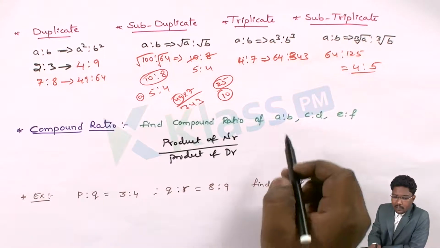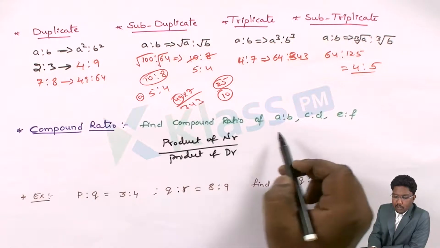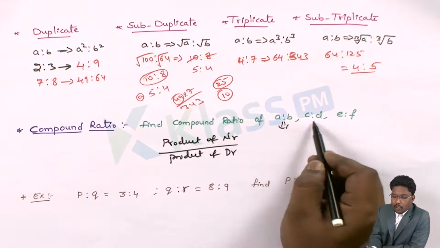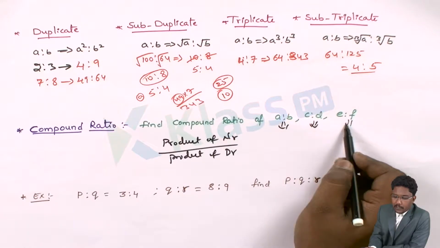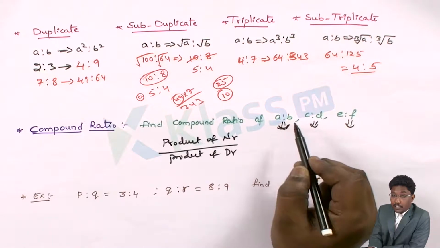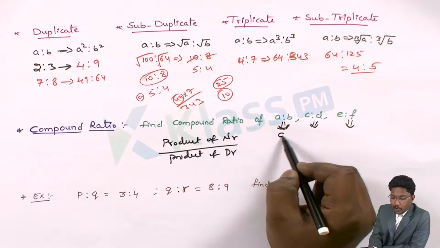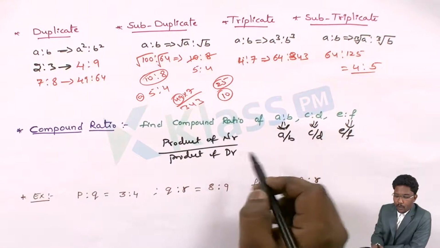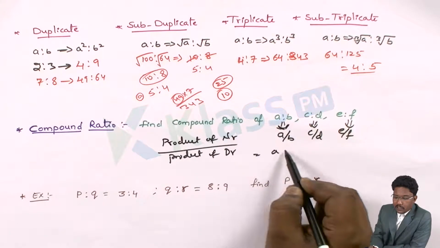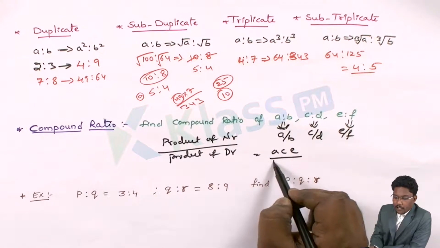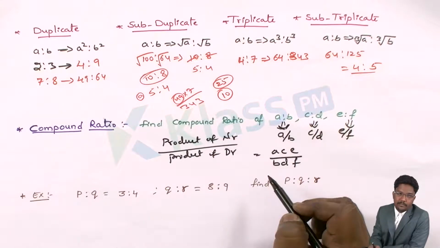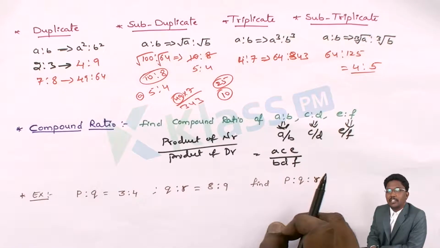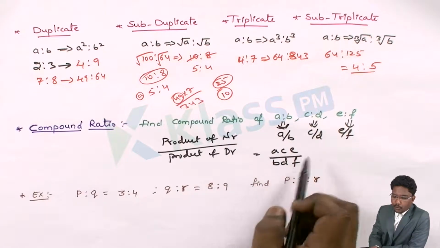Okay, here it is in the ratio form, but we don't know the numerator. What is the numerator? What is the denominator? Convert this all into the fraction format. Okay, please remember this: fraction format, not share by total format. A by B, C by D, E by F. What is the product of numerators? A, C, E by denominators B, D, F. If you find any question asking for the compound ratio of any three ratios, then try to use this one.